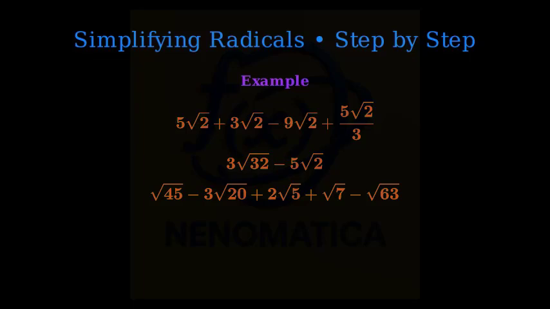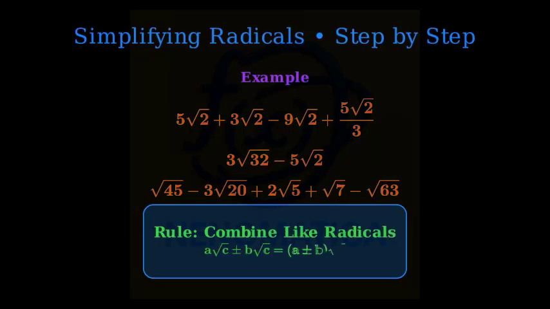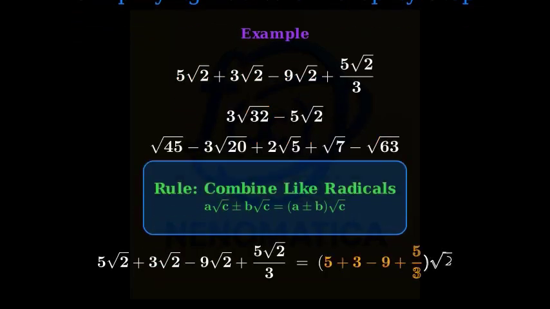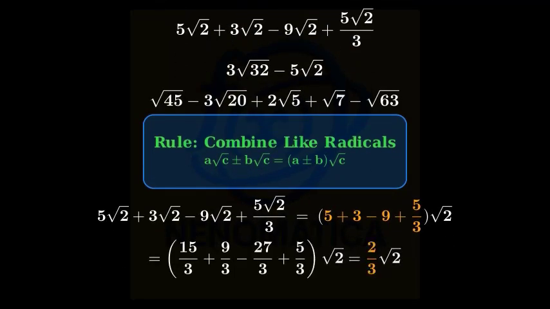We start with expression 1. Rule. Combine like radicals. Group the common radical root 2 by adding the coefficients. Convert to thirds and add 2 over 3 times root 2. So the simplified result is 2 over 3 root 2.